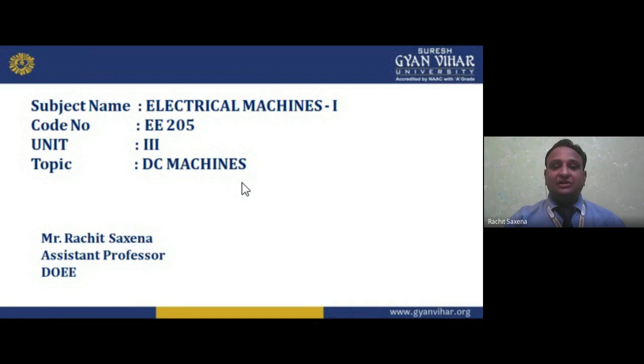Then we have the field, known as the stator. In the field we have the pole core, pole shoe, and pole windings. Then we have the rotating part, that is the armature, with the armature core, armature windings, and armature slots. Then we have the commutator, which plays an important role. The armature is an important part.